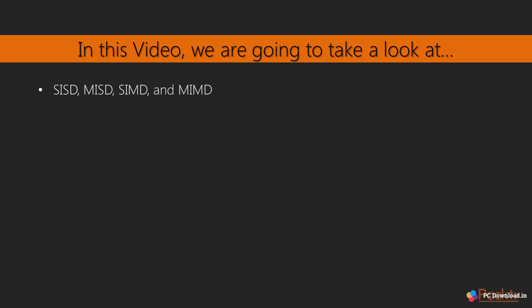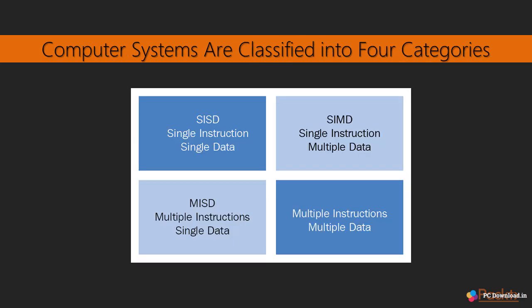In this video, we'll learn about Flynn's taxonomy, which includes SISD, MISD, SIMD, and MIMD. We'll now take a look at the parallel computing memory architecture. Based on the number of instructions and data that can be processed simultaneously, computer systems are classified into four categories. 1. Single instruction, single data, SISD. 2. Single instruction, multiple data, SIMD. 3. Multiple instruction, single data, MISD. 4. Multiple instruction, multiple data, MIMD. This classification is known as Flynn's taxonomy.